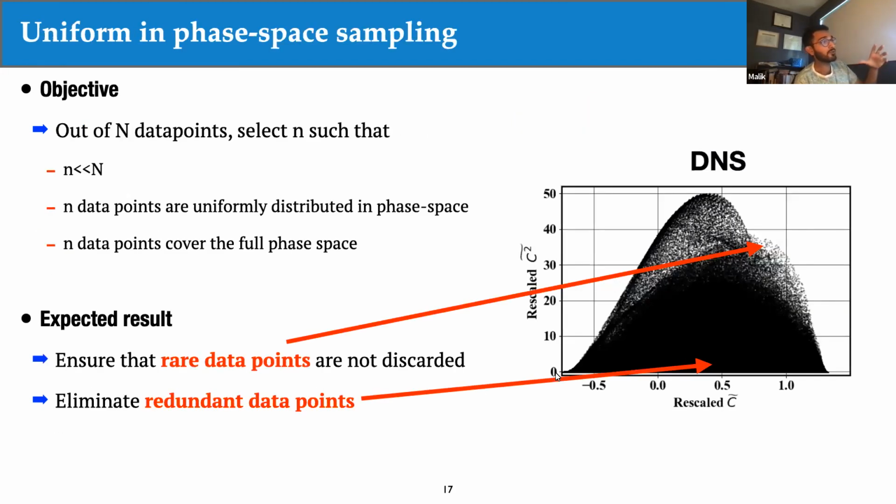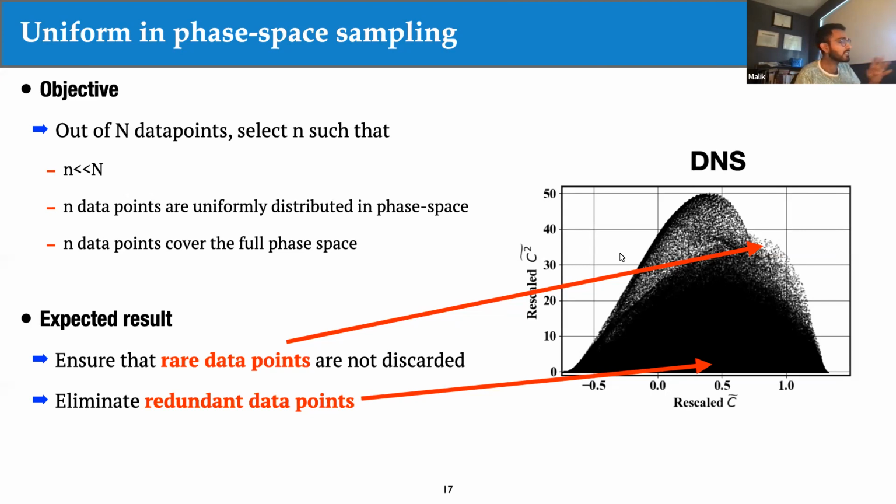So what we propose is called uniform in phase space sampling. Out of the capital N data points that we talked about, so trillions of data points, we're going to select much fewer data points, little n, such that the data points are uniformly distributed in phase space. Phase space is the space of the features, so 10 or 100. And the n data points are going to cover the full phase space. On the right, I show an example of a direct numerical simulation with just 2 dimensions, just so we can look at it. This has 100 million data points, I think.